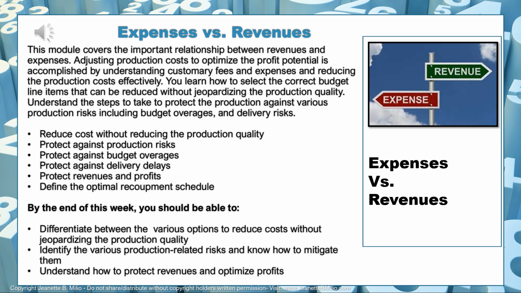Adjusting production costs to optimize the profit potential is accomplished by understanding customary fees and expenses and reducing the production costs effectively. You learn how to select the correct budget line items that can be reduced without jeopardizing the production quality. You understand the steps to take to protect the production against various production risks, including budget overages and delivery risks. Here's a few things we should consider.